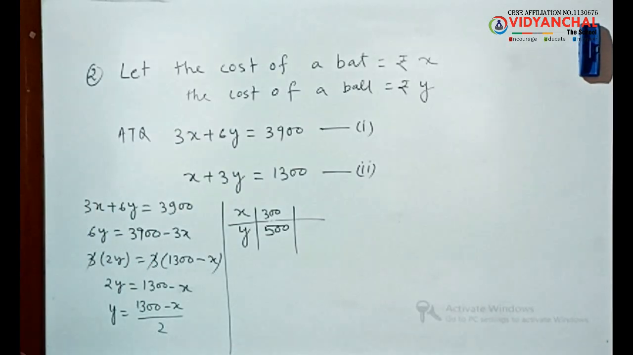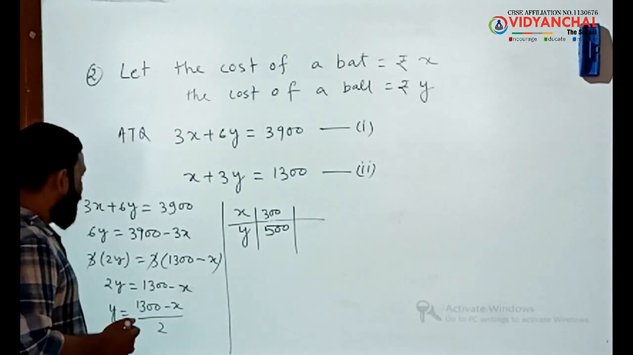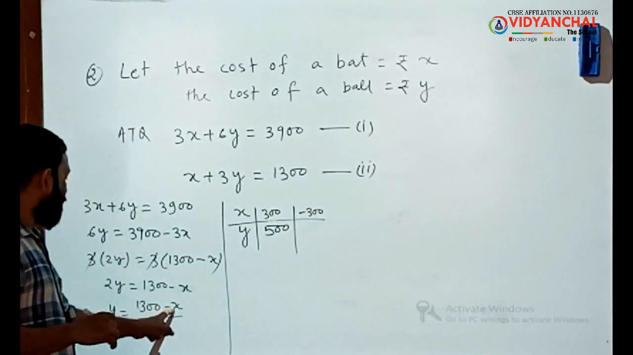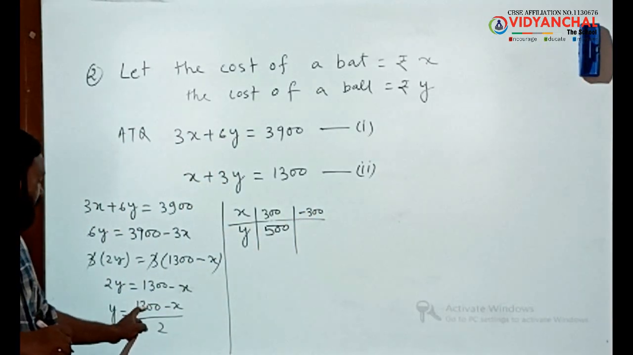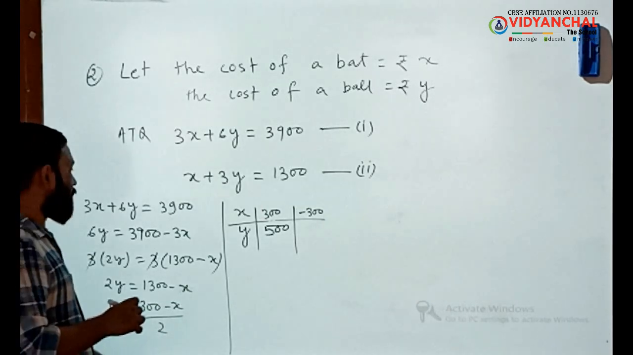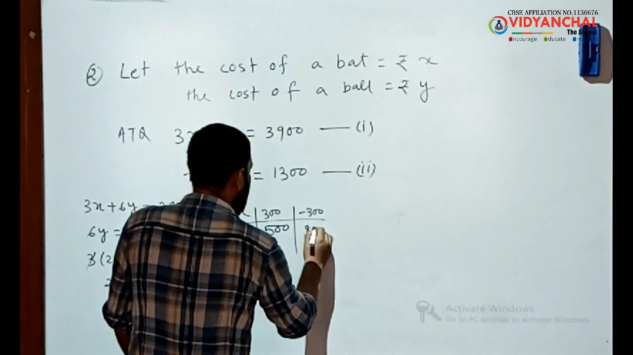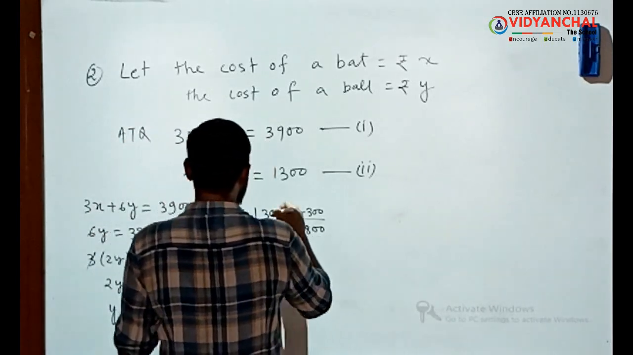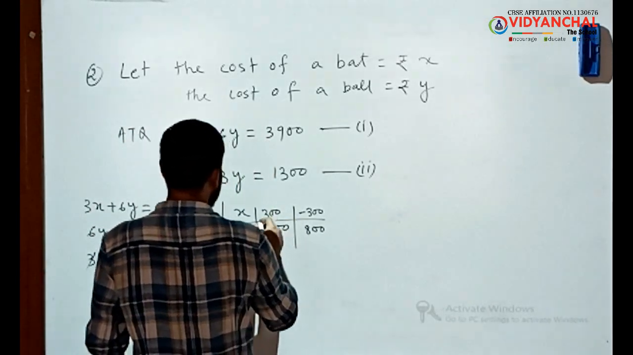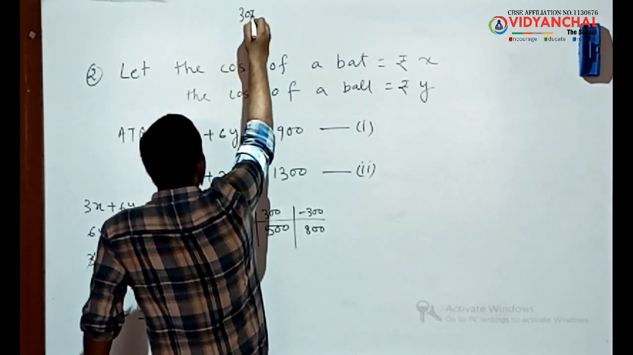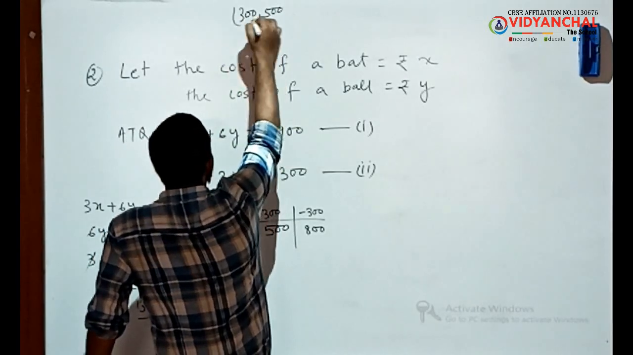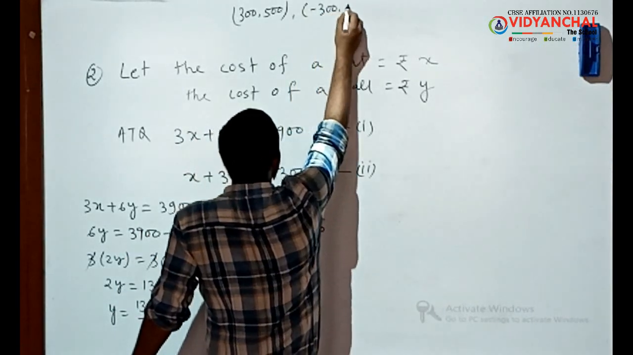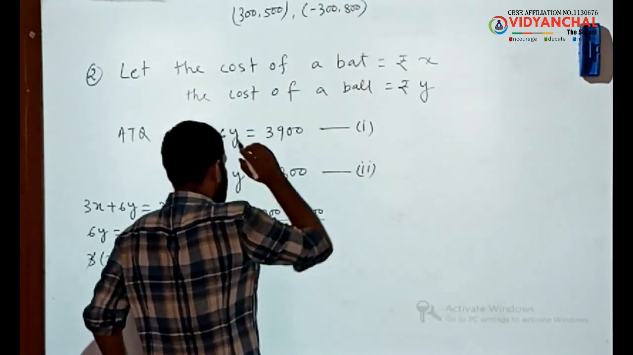Now what? Let x equal to minus 300. So 1300 minus minus 300, plus 300, is 1600, upon 2 is 800. Okay. So these are the coordinates of the first equation. One is 300 comma 500 and the second one is minus 300 comma 800, right?